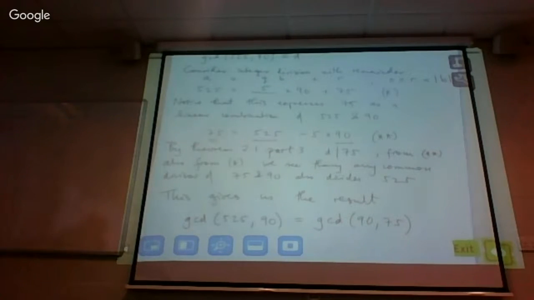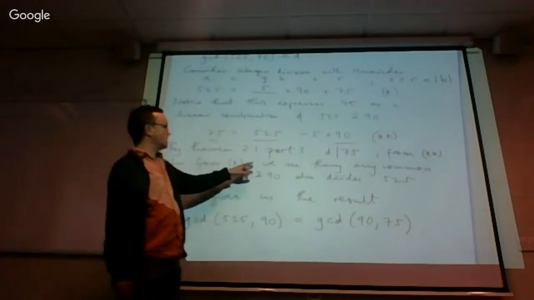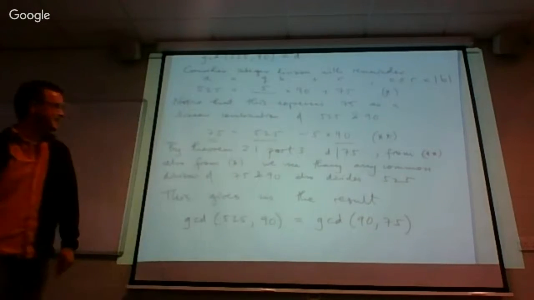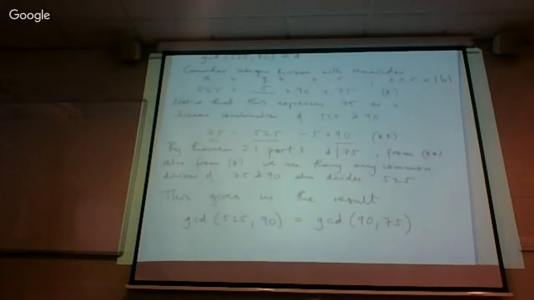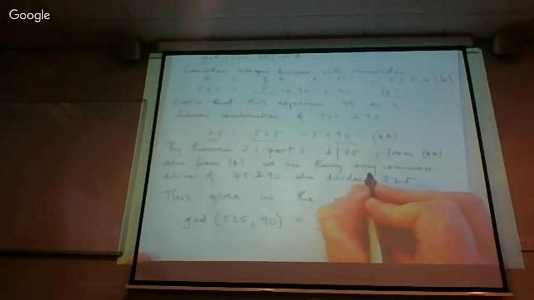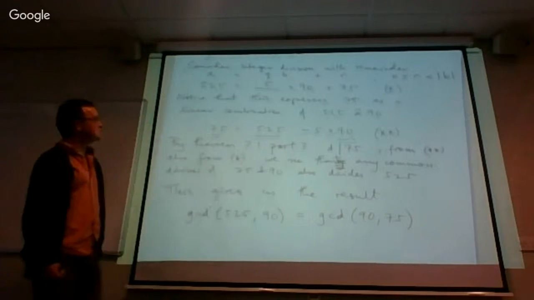Where it says "also from star we see," what's that word? Also from star we see that... It should be that, but it somehow came out as a mixture of that and any. I was already thinking of any. Too fast for myself. We see that any common divisor of 75 and 90 also divides 525.